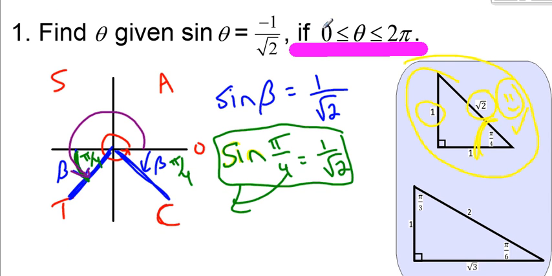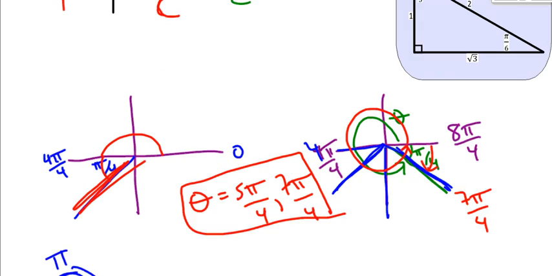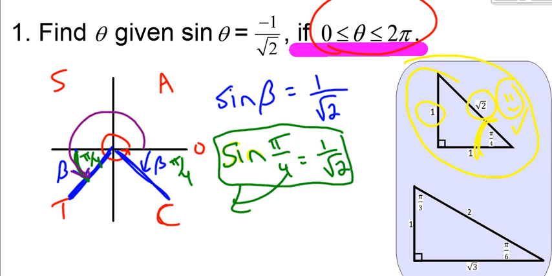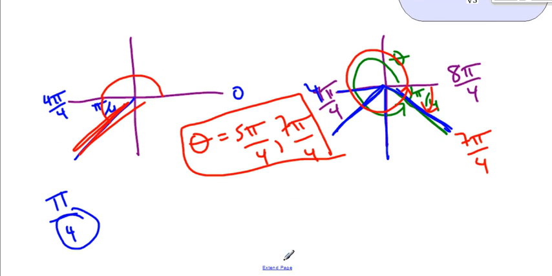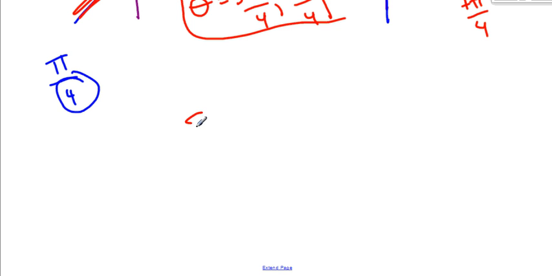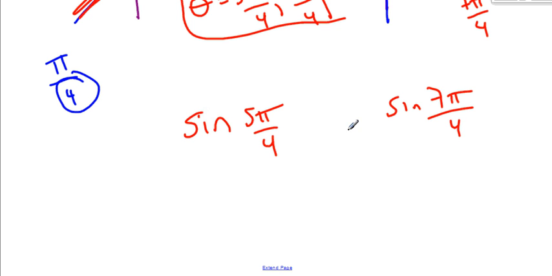So there's the two answers that I have to give both of, because I need all of the answers that exist within one rotation. So if I were to take my calculator and I was to ask the calculator to find the sine of 5 pi over 4 or the sine of 7 pi over 4, my calculator would give me negative 1 over root 2, which, by the way, in case you're checking, is like 0.7071, I think.